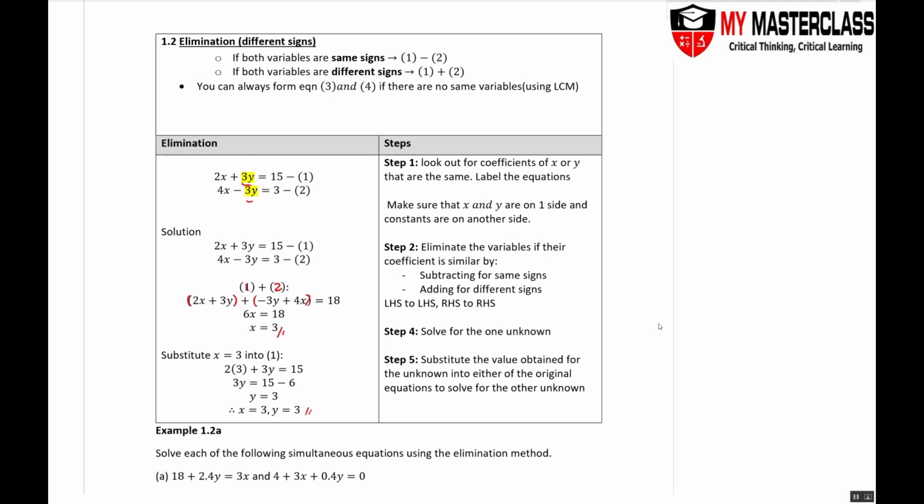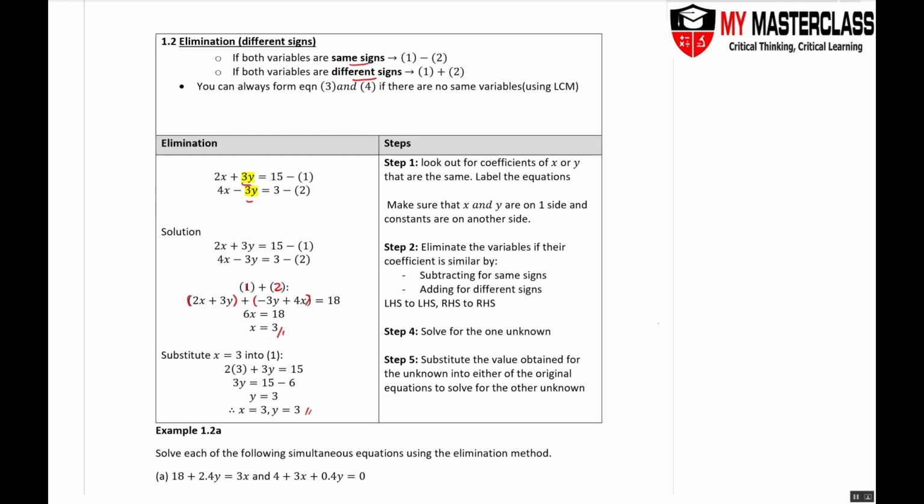Learning how to solve simultaneous equations using another method, your elimination method, compared to the graphical method that we did just now. If both variables have the same sign, you take the first equation minus the second equation. If both variables have different signs, you take one equation plus the other.